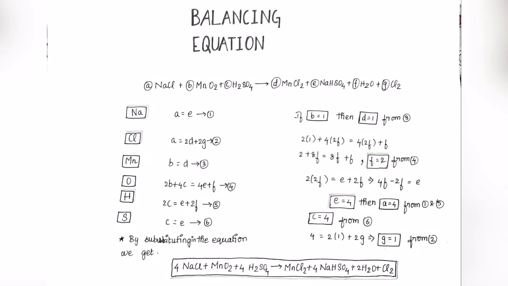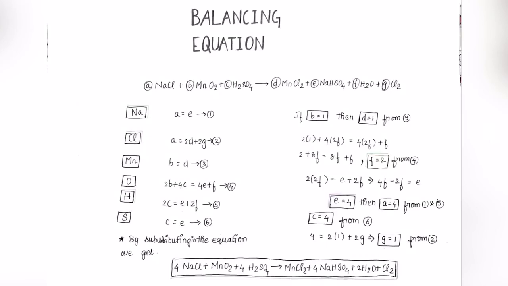So if we take B equal to 1, then D is also equal to 1, which is from the third equation. And from the fourth equation, we can substitute C and E as 2F because C is equal to E. And from the fifth equation, E is equal to 2F. By substituting E equal to 2F and C equal to 2F, we can finally arrive at F equal to 2 from the fourth equation. And from the first and fifth equations, we get E equal to 4 and A equal to 4, since E is equal to A.